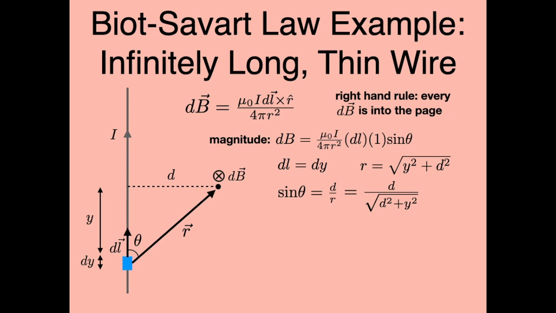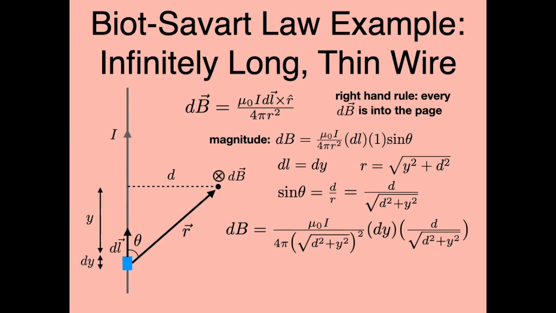Okay, so that was a lot. Let's regroup and figure out what we have. For the magnitude of dB, remember we have mu naught times I divided by 4 pi r squared. But what I just did here is I subbed in for r the square root of d squared plus y squared. Okay, next I have dl, but I'm just thinking of that as dy for the time being, so just like a little distance on the y-axis. And then finally we have sine of theta, which we can make the substitution that sine of theta is d divided by the square root of d squared plus y squared. Okay, so that's what we have so far. And that can be simplified quite a bit.